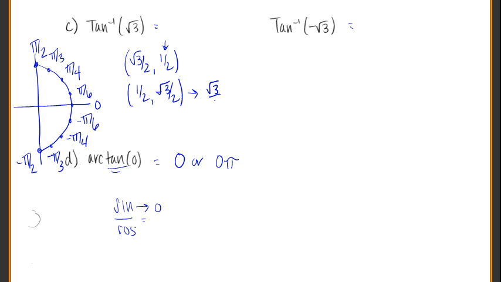So if I do this y value multiplied by the reciprocal of the x value, I get my square root of 3. So that coordinate is actually a coordinate of pi over 3. So the answer is pi over 3. And then if it's negative, it's going to be a negative pi over 3. And that's the answers for those three.